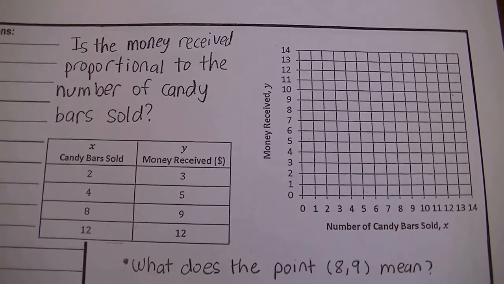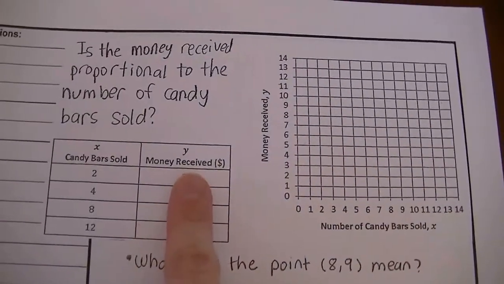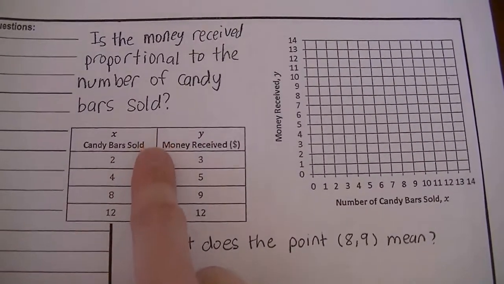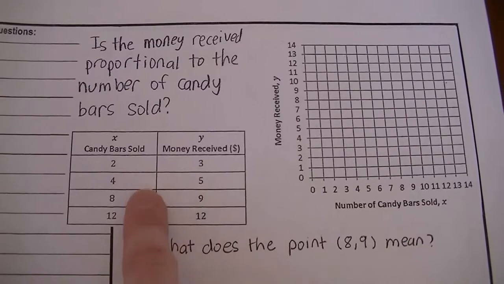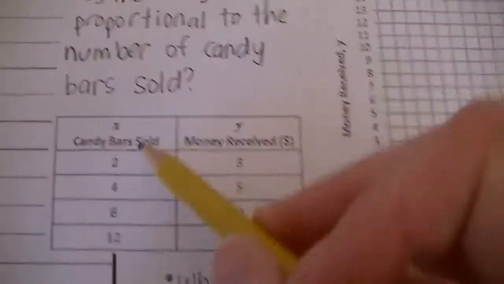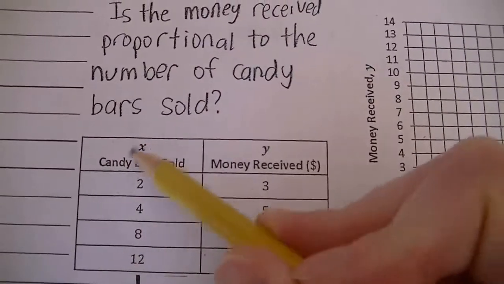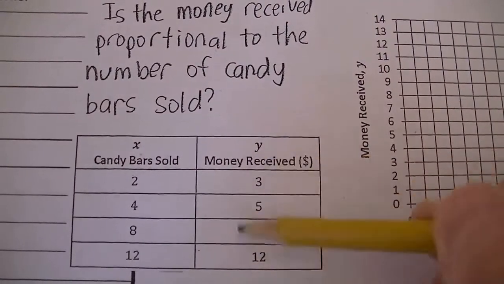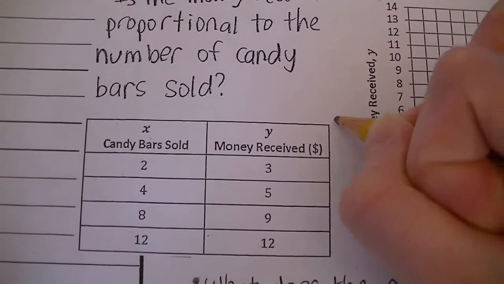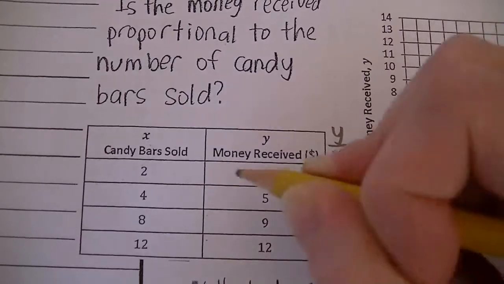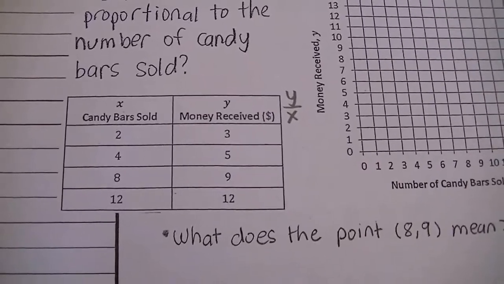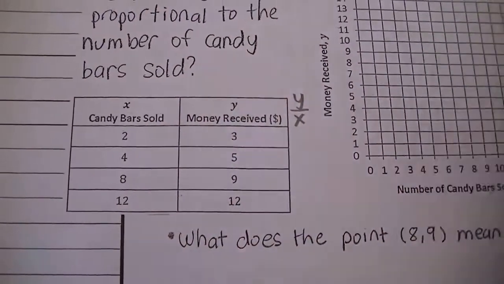The next example wants to know, is the money received proportional to the number of candy bars sold? So we'll go ahead and start with looking at the table, and then we'll examine the graph, okay? I see that the x independent variable column and the y dependent variable column are already labeled, so that really helps me. Now I'm going to see if there's a unit rate that exists between the relationships in this graph. So I'm going to go y divided by x, so 3 divided by 2.